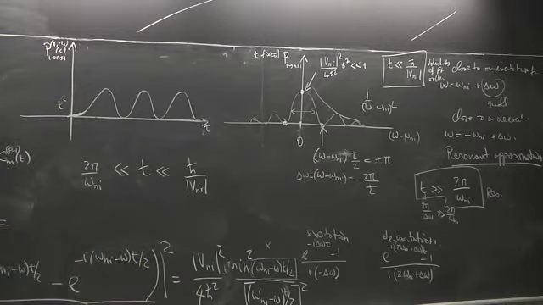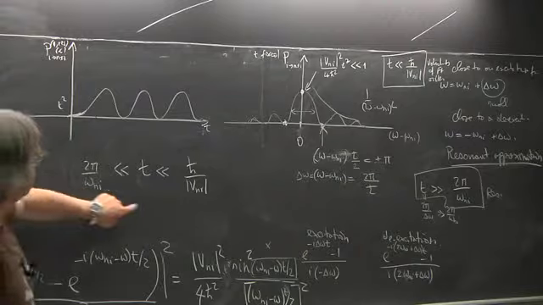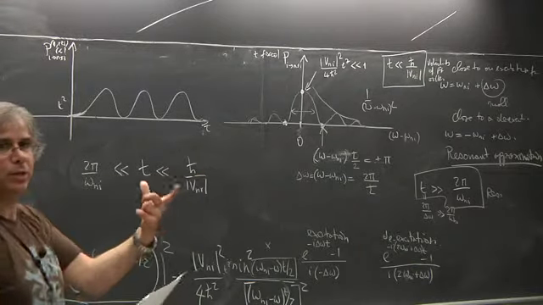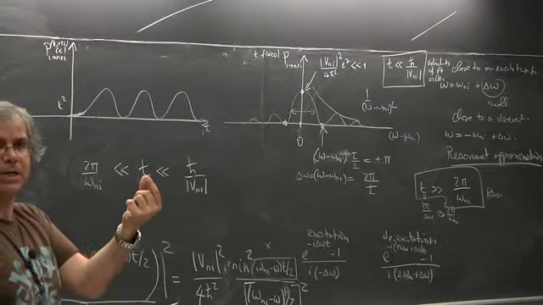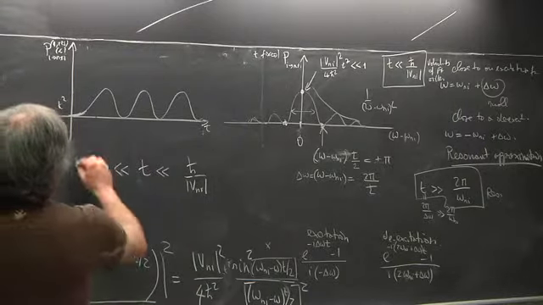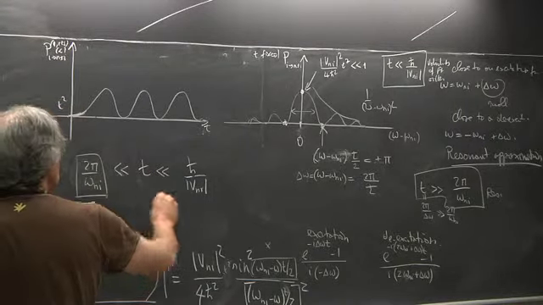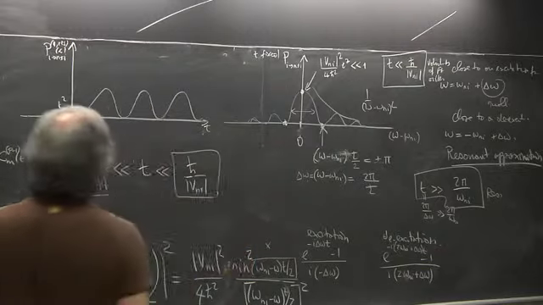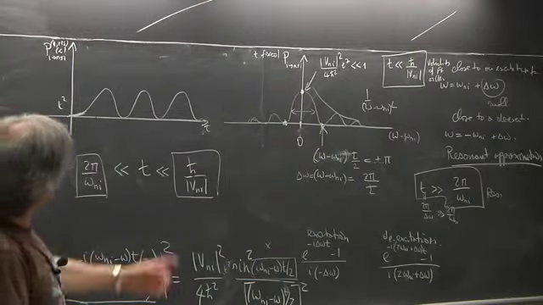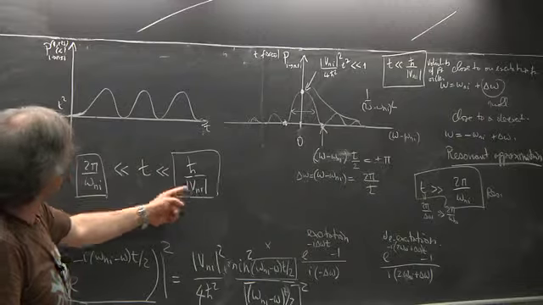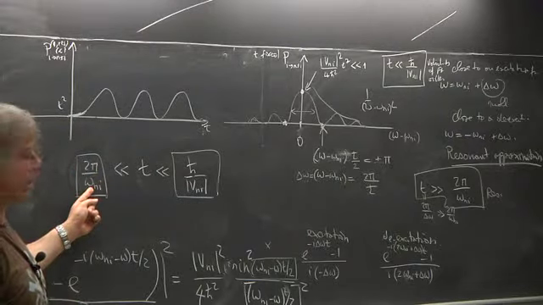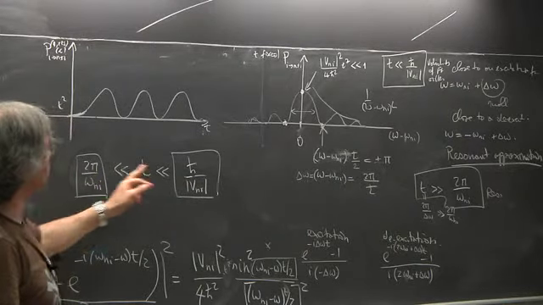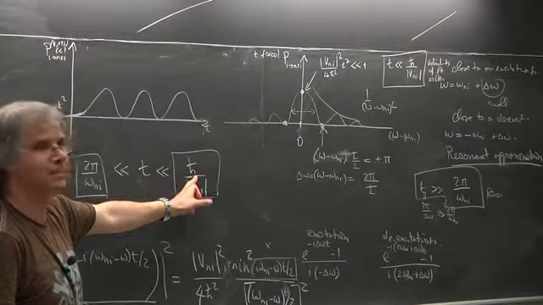But this means, therefore, that this has to be much smaller than this. Otherwise, the window reduces to 0. Okay? So what you really want is that these two objects, which are both times, they are h bar over an energy, and this is 1 over a frequency. They have to be in this order. So this much less than that.